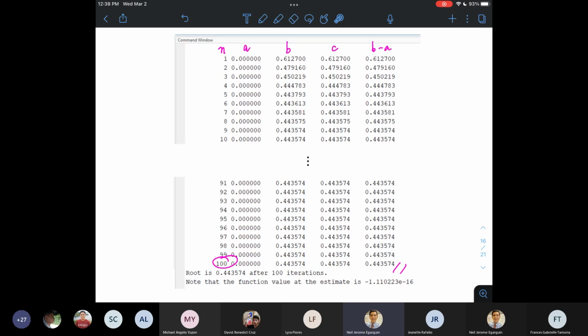Kasi you might be doing more work than what is required. Katulad nito, naka-isang daang iterations na ako. Supposedly, tutuloy ko pa yan kasi hindi ko pa nami-meet yung 10 to the minus 6 na stopping criterion for an interval-based method. All right? So, baka abutin ako dito ng hundreds of thousands of iterations. Pero, yeah.